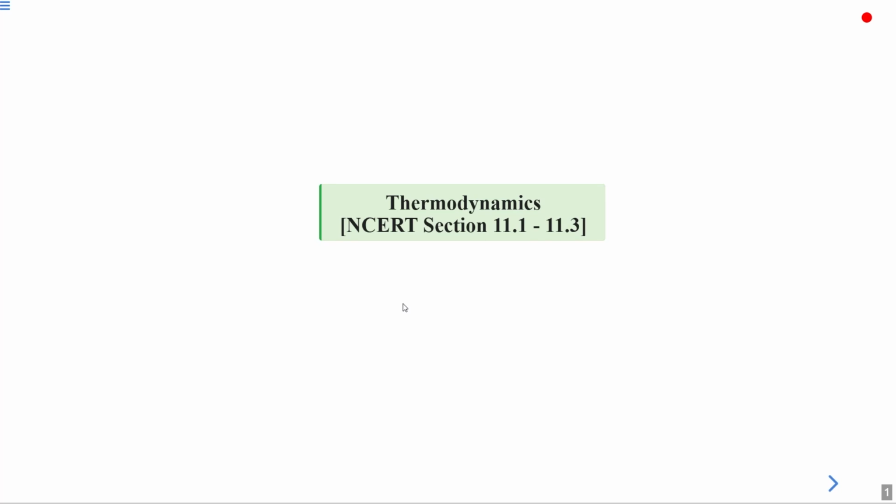Hello, students. In today's lecture, we are going to learn about thermodynamics, NCERT section 11.1 to 11.3.